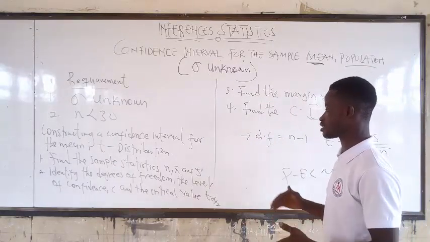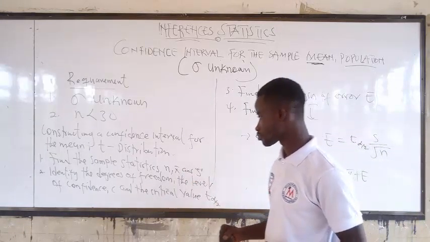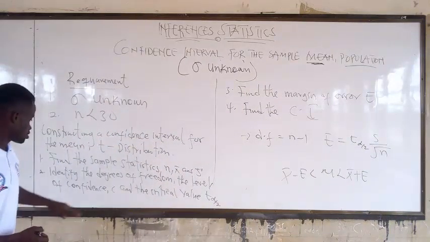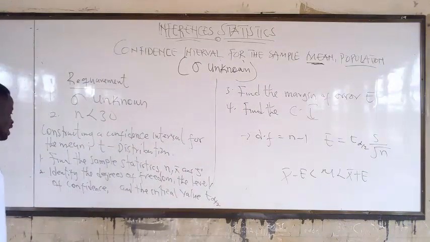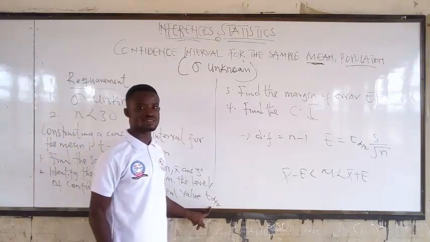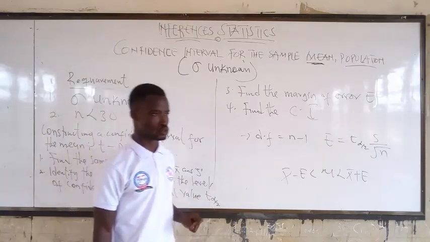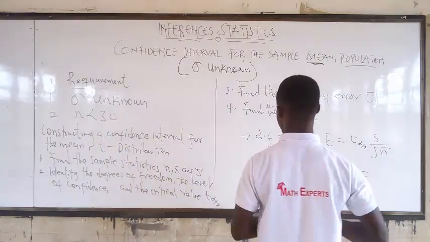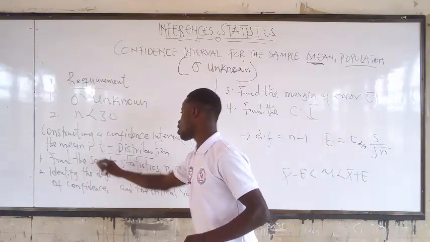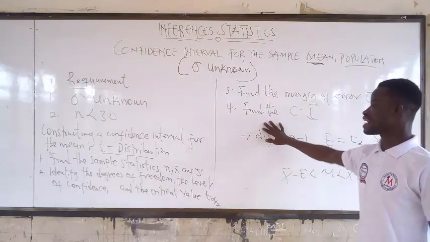Then identify the level of confidence, c, and the critical value. So you don't use z subscript alpha over 2, but t subscript alpha over 2. So that is the t distribution for you. Three, you find the margin of error, then the confidence interval.